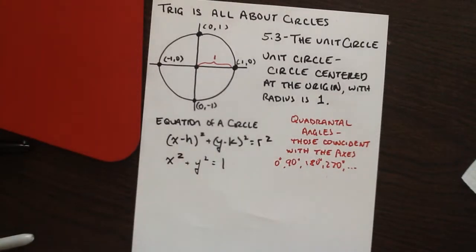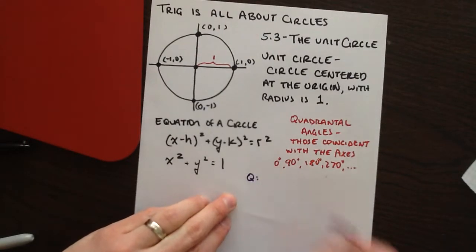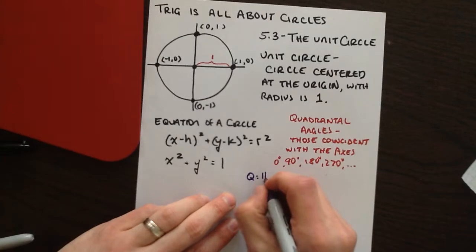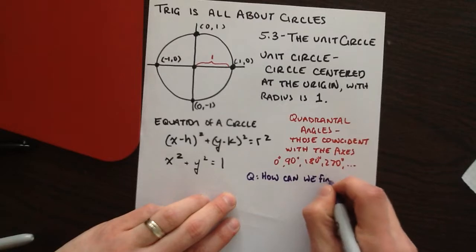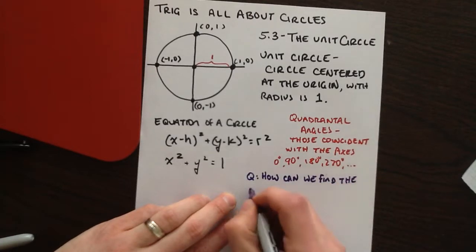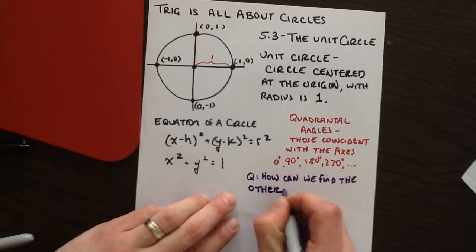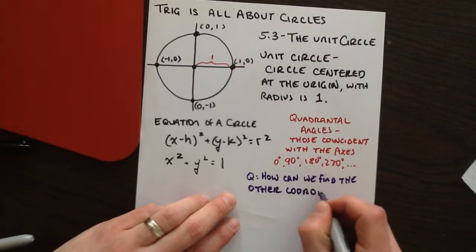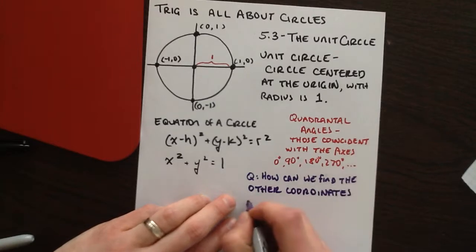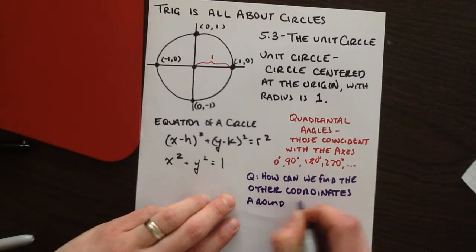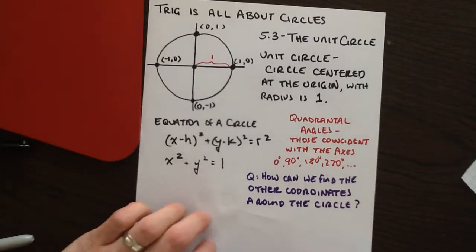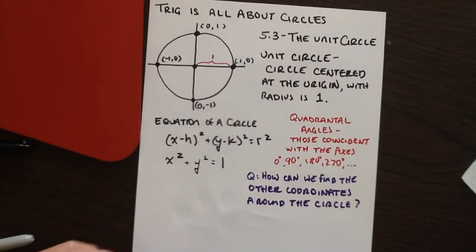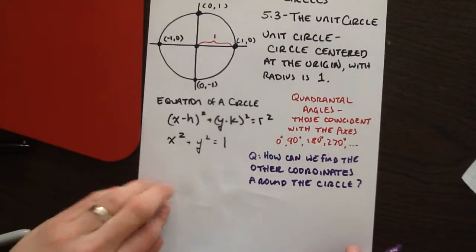The question then that we have is, how can we find the other coordinates around the circle?